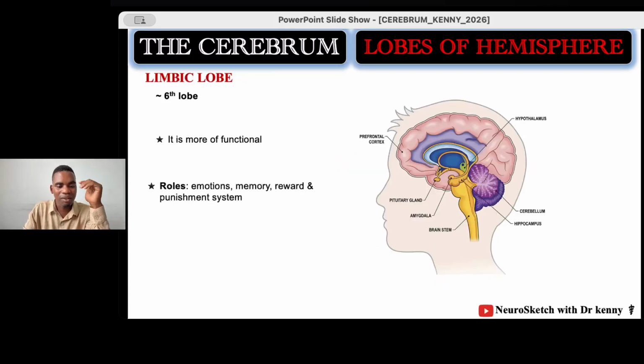We also have the sixth lobe. You can consider it the sixth lobe, but it's also called the limbic lobe, or the limbic system. This is also a different discussion, and the limbic system is the one that deals with emotions, memory, rewards, and the punishment system. All these are done by the limbic system, and it is a little bit like a functional lobe of the brain, because it includes a lot of different structures from different parts: a part of the frontal lobe, a part of the parietal lobe, a part of the temporal lobe. They all contribute to the so-called limbic system, and we'll have a different discussion at some point.